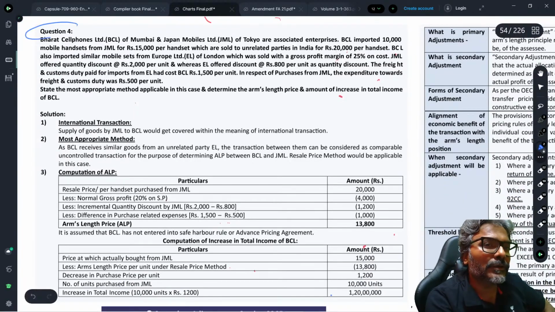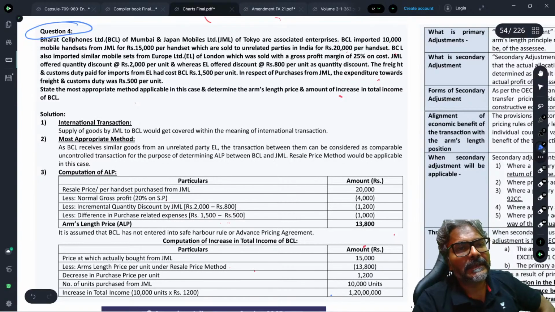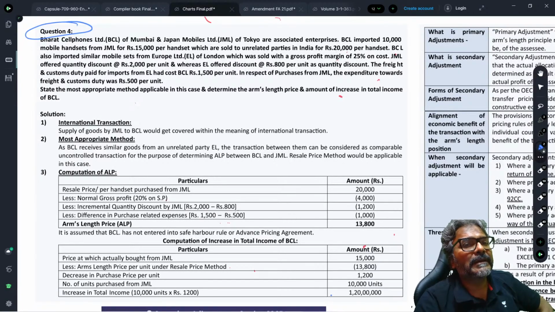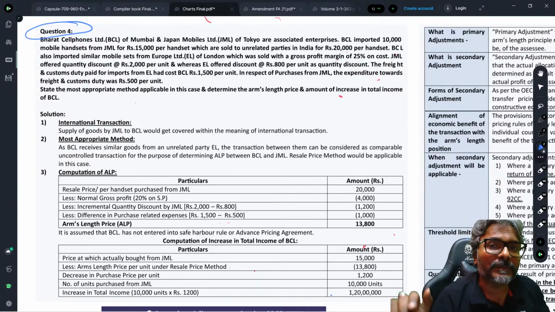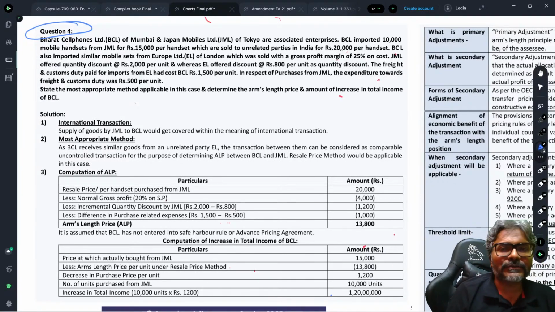Now if you see question number 4 over here, what it says: Bharat Cell Phones Limited, BCL of Mumbai, and Japan Mobiles Limited, JML of Tokyo are associated enterprises. BCL imported 10,000 mobile handsets from JML for rupees 15,000 per handset, which are sold to an unrelated party in India at rupees 20,000 per handset. This is the selling price, students.